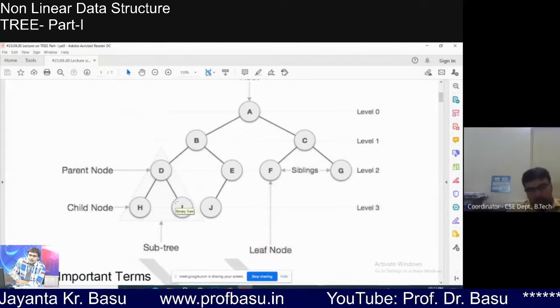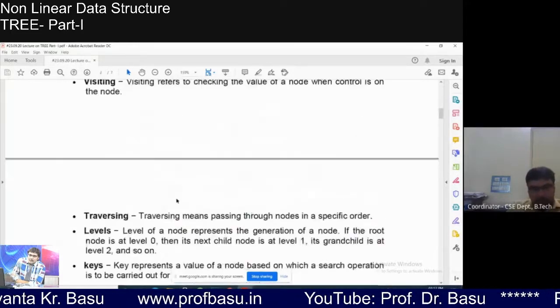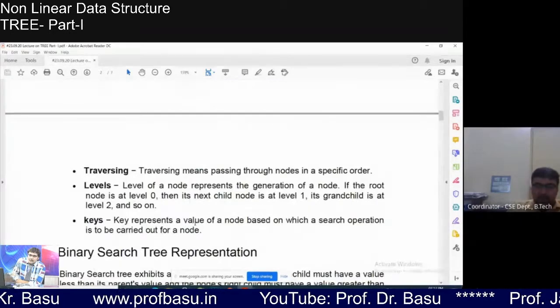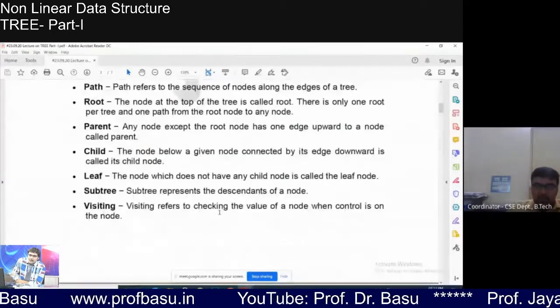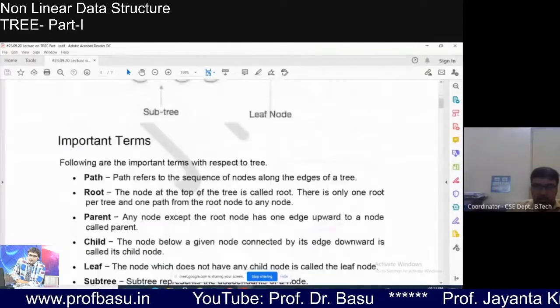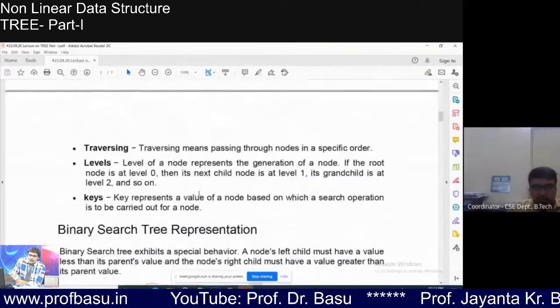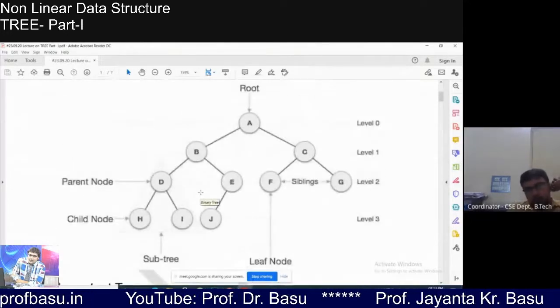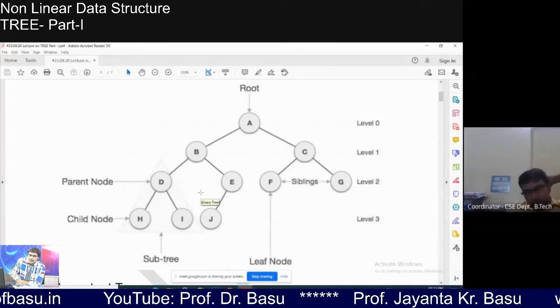Got it? Okay. I also told about the levels and keys. A key represents a value. These are the keys: D, H, I, B, C. These are the technical terms according to the books, as I have discussed.